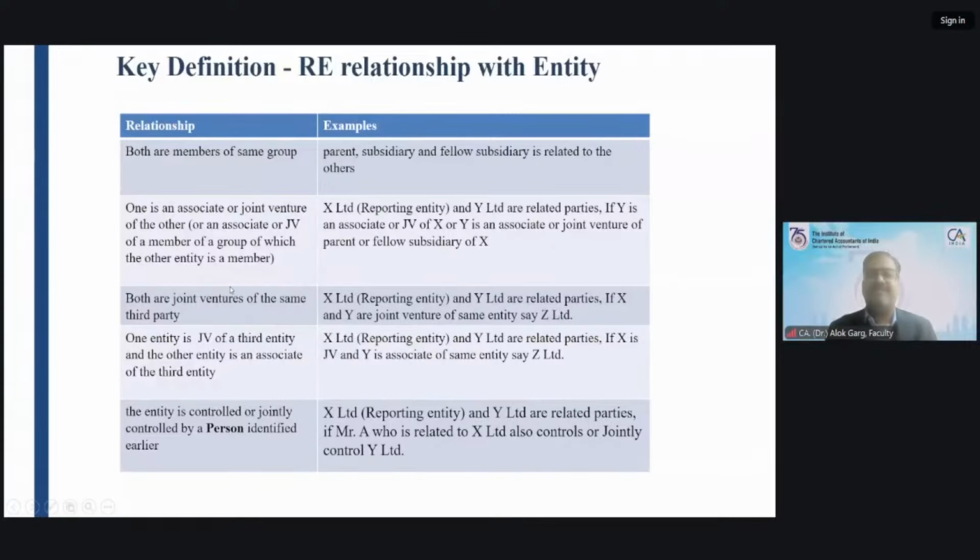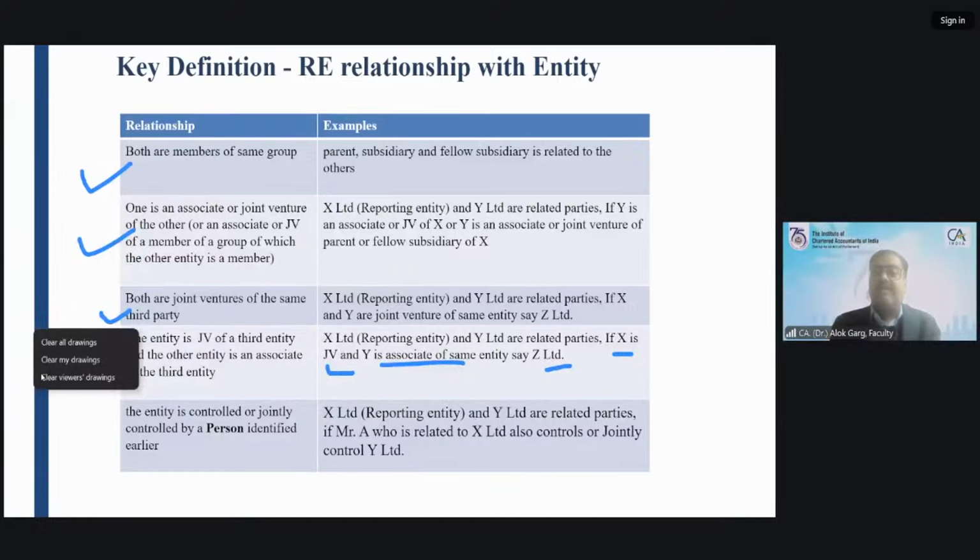Fourth, we discussed both are members of the same group, or an entity is an associate or JV of the other entity, or an entity is an associate or JV of a member of the group. Both are JVs of the same third party. One entity is a JV of a third entity and the other entity is an associate of the third entity. So X and Y will become related parties if X is a JV of Z and Y is an associate of Z. Same example.